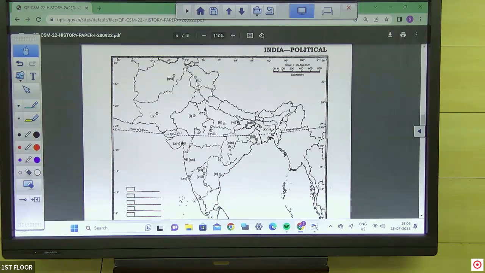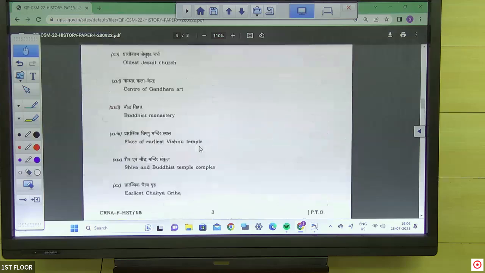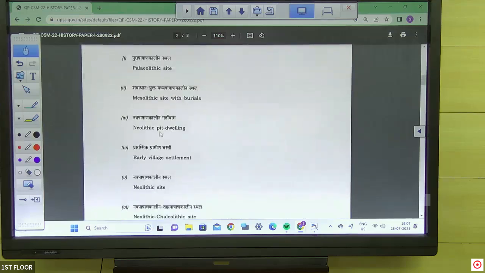Number 3 is near where? Srinagar. So Jammu is here. Srinagar, right, but you can't just write Srinagar. Number 3 is a Neolithic pit dwelling. Actually, there are 2 places, Burzahom and Gufkral. It's a very basic thing.